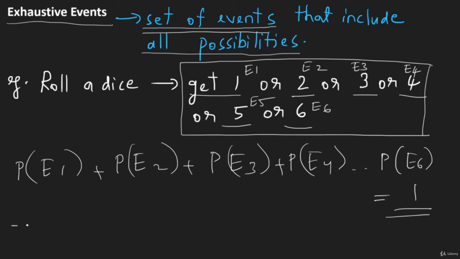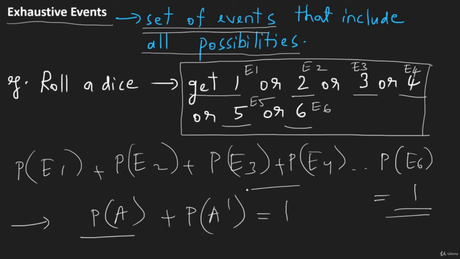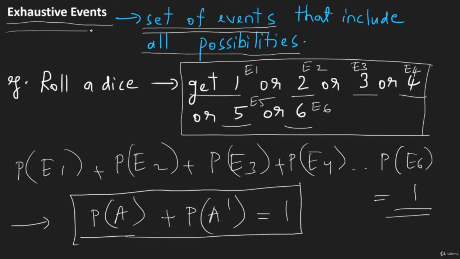Now you can also remember one thing. If you have an event A, the probability of A happening plus the probability of the complement of A happening is also equal to 1. Therefore, an event and its complement are also a set of exhaustive events.